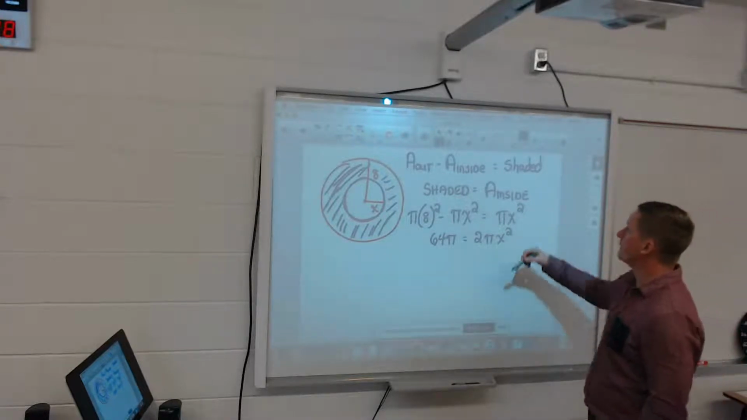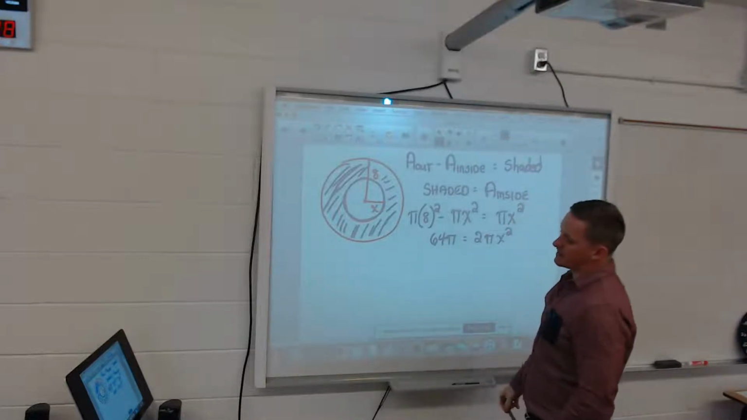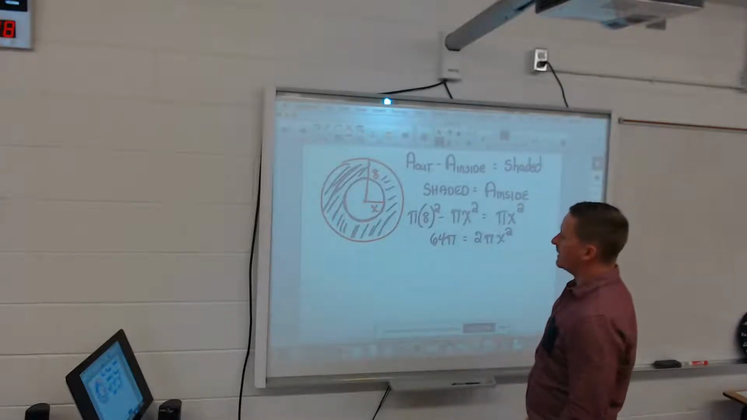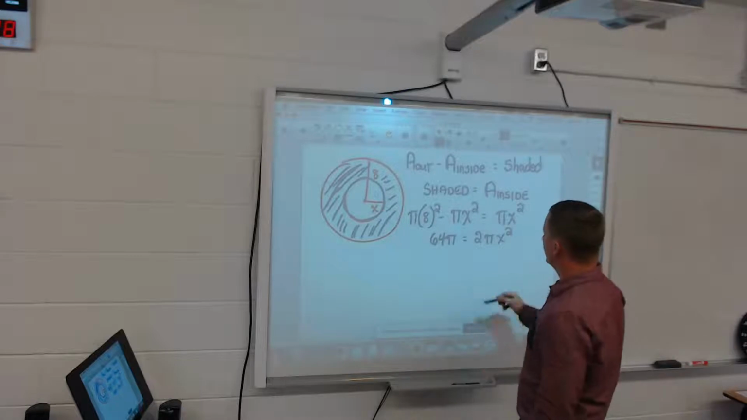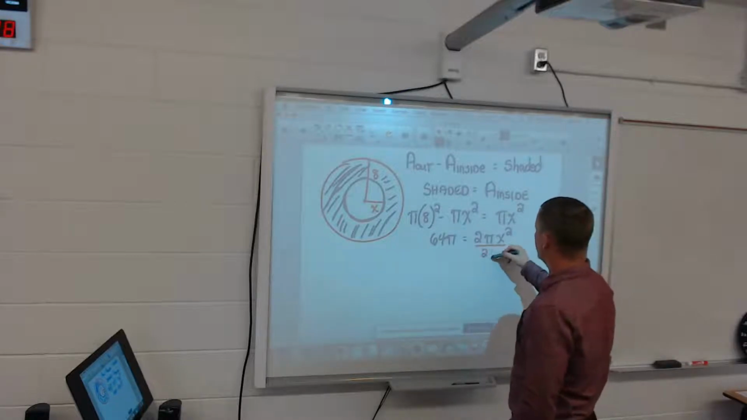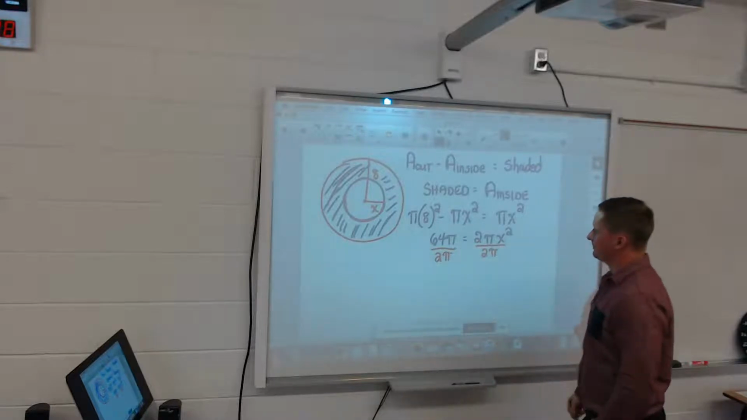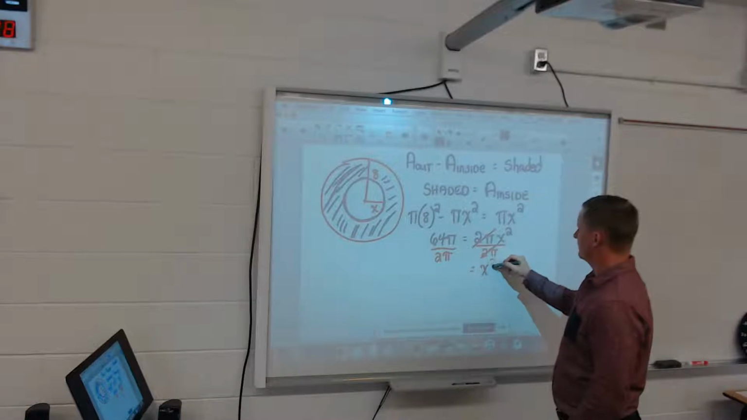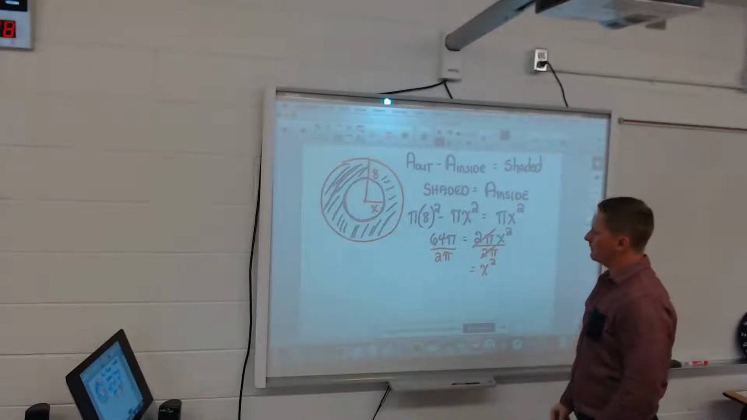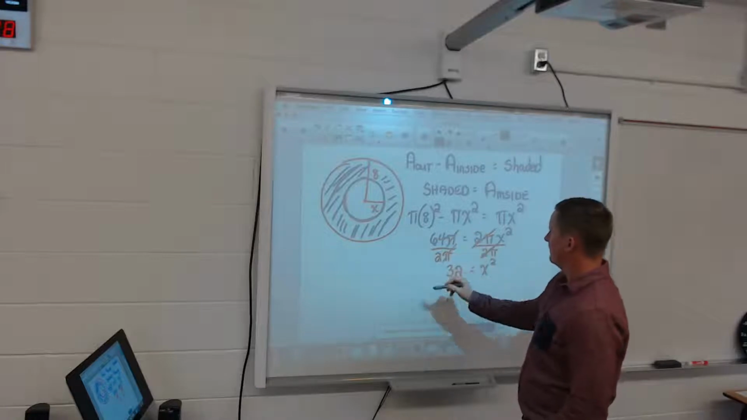Now I need to solve for x. And x is the radius of the inner circle. So that's what I want to find. I need to find x first to solve this question. So I'm going to divide this side by 2 pi, and I'm going to divide this side by 2 pi. x squared equals 32.